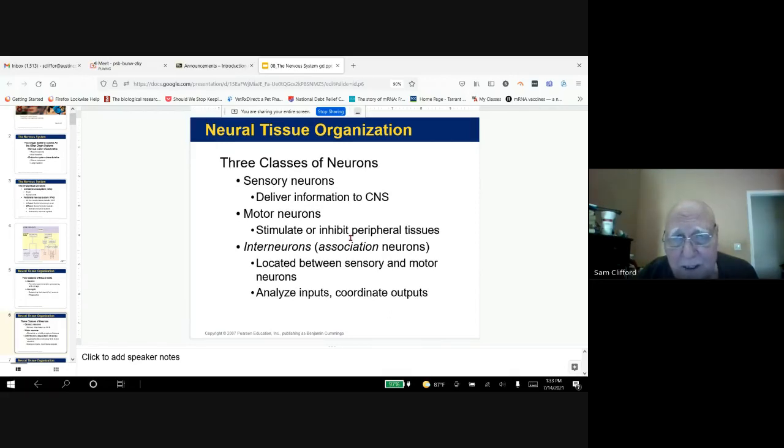So classes of neurons. Sensory neurons pick up information from our gut, our bladder, the outside, pain, touch, pressure, temperature. Motor neurons stimulate muscles and glands. Interneurons, association neurons, provide a link between the sensory and motor neurons.